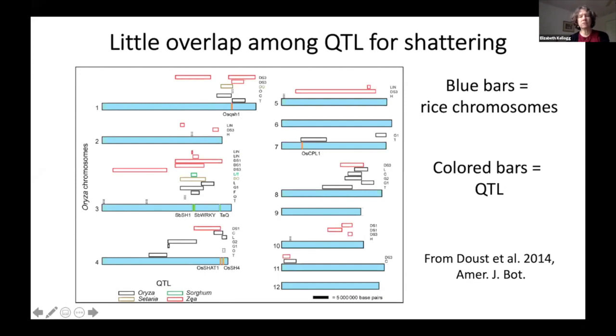So red is Zea, green is sorghum, brown is Setaria. And what you see just by looking at how the colors line up is, in fact, there's not much overlap except in this one region here. So a lot of stuff that seems to be unique to rice, a lot of stuff that's unique to the other species, possibly some similarity.